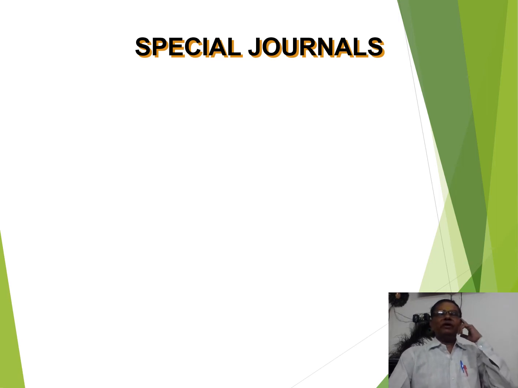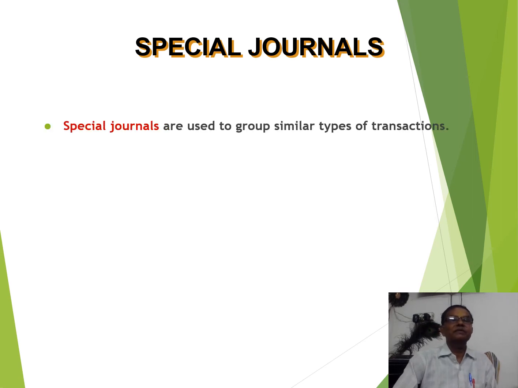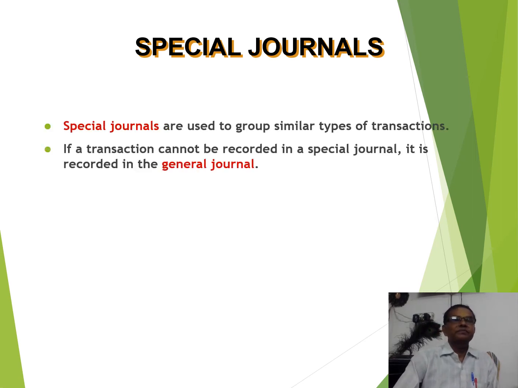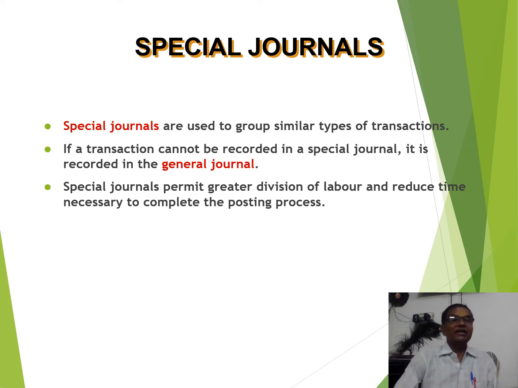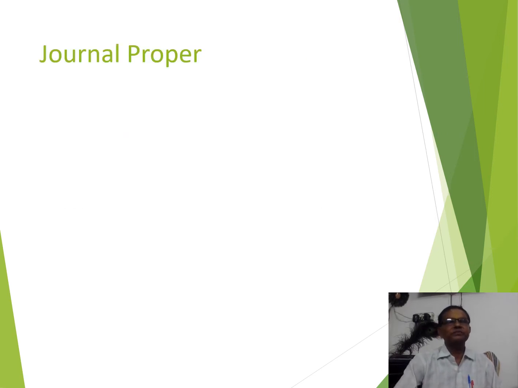Now, dear friend, we are proceeding to the next part, that is the special journal. If a transaction cannot be recorded in a special journal, it is recorded in the general journal. A special journal permits greater division of labor and reduces the time necessary to complete the posting process.